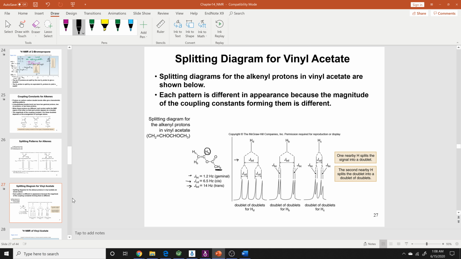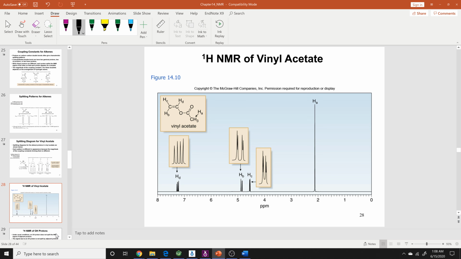Do the same thing for proton B. Proton B will be split by D first, and then the spins will be split further by proton C. So you're going to see JBC in this case. And proton C will be split by D first, because the cis has a higher coupling constant than the geminal. Then the resulting spins will be split by proton B, which is the geminal in this case. Then you're going to have the JBC. And this is going to be the splitting diagram for vinyl acetate.